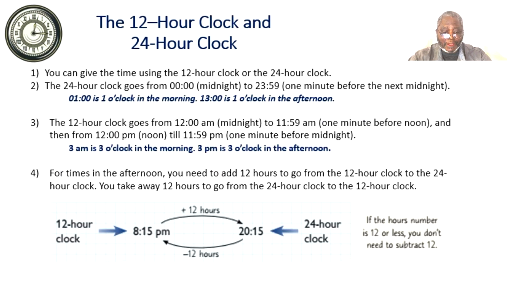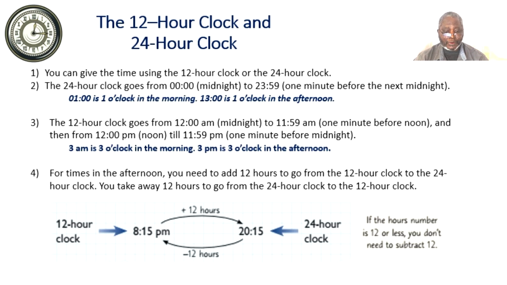The 12-hour clock and 24-hour clock, let's look at the difference. You can give the time using the 12-hour clock or the 24-hour clock. The 24-hour clock goes from 0 hours, or midnight, to 23:59, 1 minute before midnight. 0100 hours is 1 o'clock in the morning. 1300 hours is 1 o'clock in the afternoon.